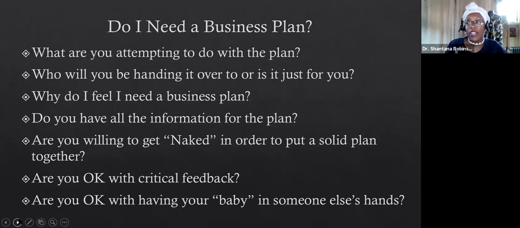Why do you feel that you actually need a business plan? Maybe you're seeking $150,000 in funding, right? And that $150,000 is going to be utilized to grow your business numerous ways. And you are not going to pull out your 401k. Please don't do that to fund your business. So the easiest thing for you to do would be to look at funding options via your bank. Okay. Do you have all of the information for your plan?